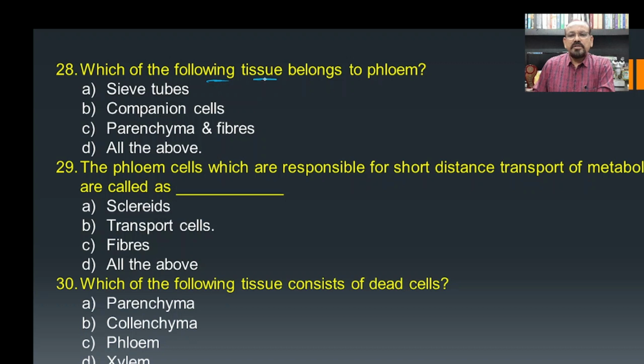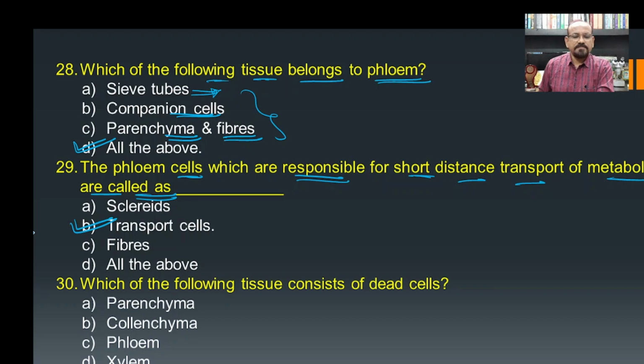Then, which of the following tissues belongs to phloem? The phloem contains sieve tubes, companion cells, phloem parenchyma, and phloem fibers. All these four are components of the phloem, and hence all the above becomes the answer for this question. The phloem cells which are responsible for short distance transport of metabolites are called transport cells.